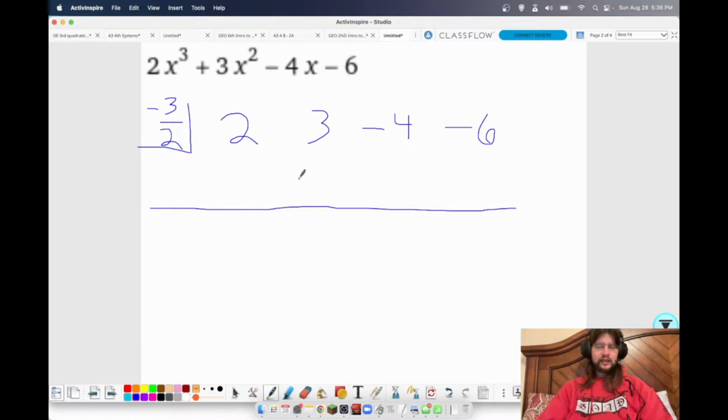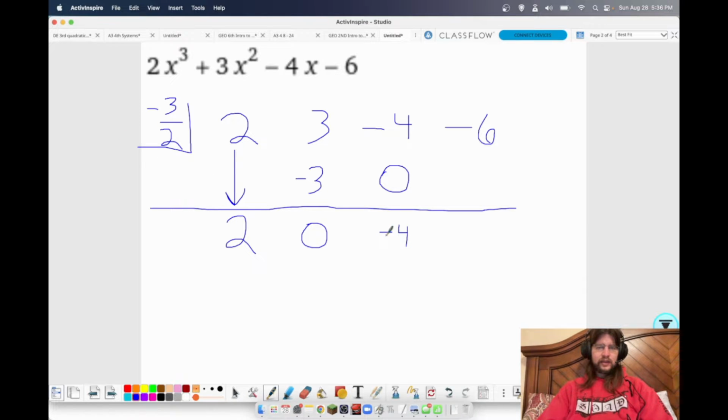A refresher on synthetic division. You bring down the first number. Then you multiply negative 3/2 times 2. Use your calculator. You get negative 3. Then you combine. A positive 3 and a negative 3 makes 0. Then we repeat. Multiply. Negative 3/2 times 0 is 0. Combine. Negative 4 and a positive 0 makes negative 4.